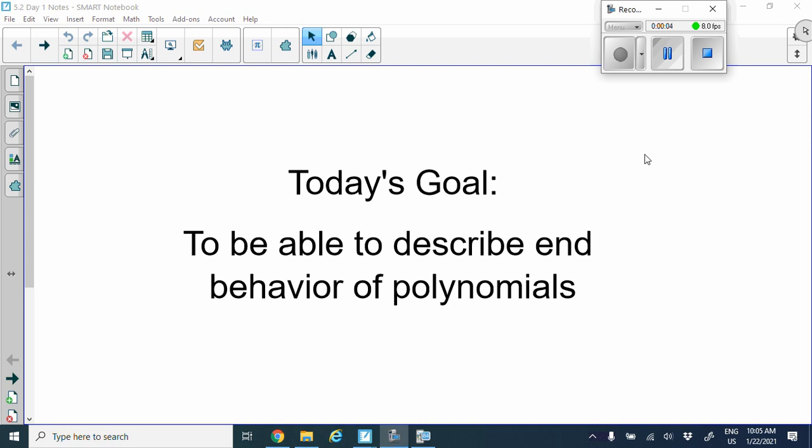We're going to be able to describe the end behavior of polynomials. So you've already talked about lines in Algebra 1. We've talked about quadratics both in Algebra 1 and Algebra 2. Now we're going to be talking about functions that have degrees of 3 or higher. Those are going to be our polynomials.